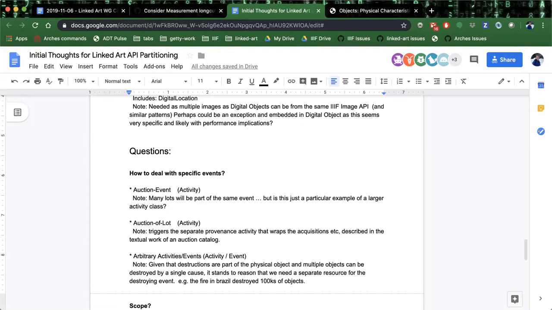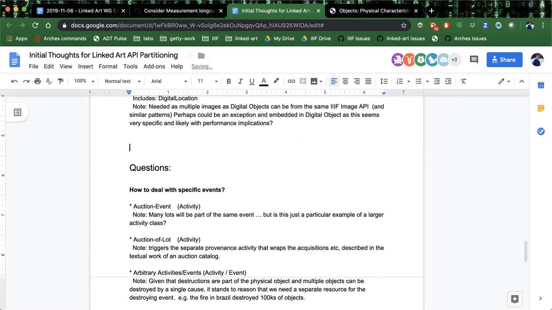Yeah, I think that is a good answer. Up here there should be event as a class that would be used for the auction of lot, the fire that destroyed the paintings, or an earthquake, or an eruption. And then that would be a single response type that would encapsulate all of these things, and they could of course refer to each other. So the auction of lot would be an event that refers to an auction event, which is an event.